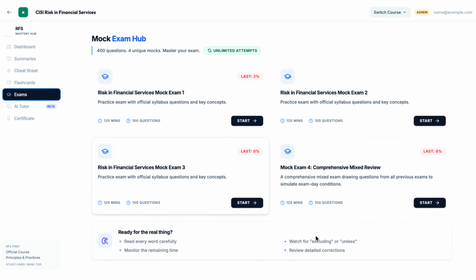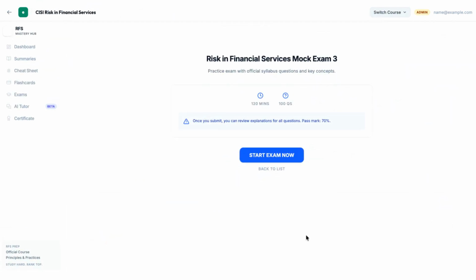In the Mock Exam Hub, you get 400 questions across 4 unique mocks with unlimited attempts, simulating real exam conditions. We also provide tips for the real thing. Before starting a mock exam, you'll see the time limit and number of questions. Remember, the pass mark is 70%, and you can review explanations after submission.